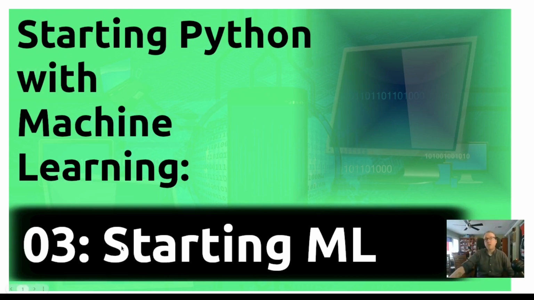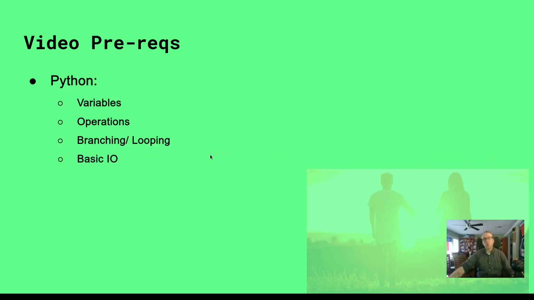We've been letting our focus on machine learning guide our learning of the Python language, right? So before you continue watching this video, you should have an understanding of the basic syntax of Python, including variables, operations, I/O, that's input and output, branching, looping, functions, and classes, right? So if any of that sounds kind of unfamiliar to you, circle back to the first two videos and review that basic syntax of Python.